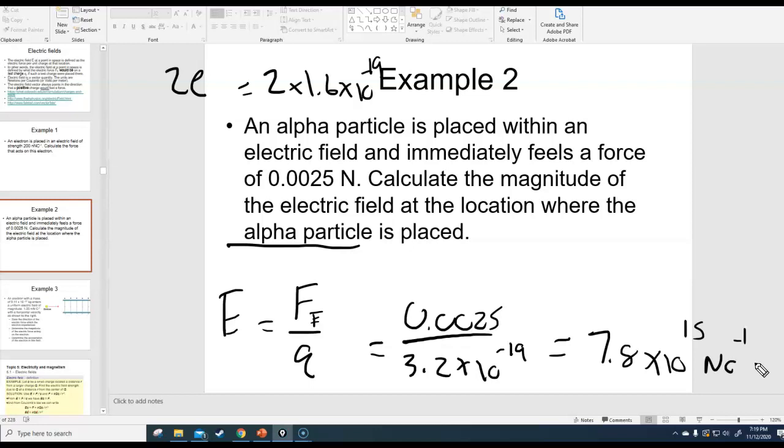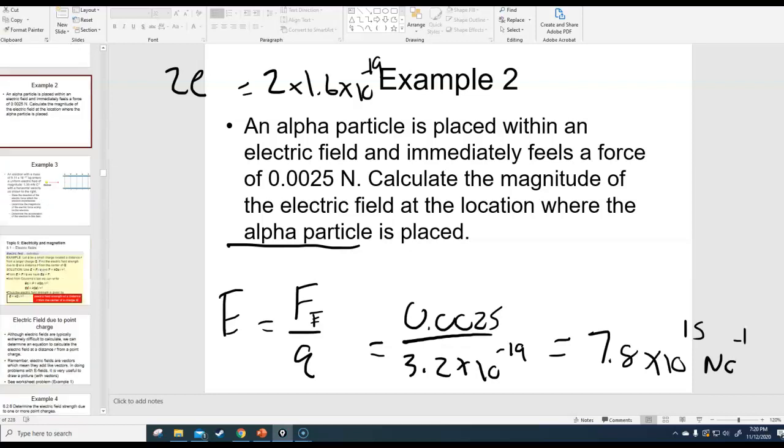No. Because if I took an electron out of my pocket instead of an alpha particle, if I put it out there, it would feel a smaller force. So Fe would be a smaller value. But the charge is also smaller, and the ratio would still be the same. And so whether it's an alpha particle or any other charged particle, I would still find the same electric field strength. It's just that the force, of course, would be different. Okay, so that is example 2.